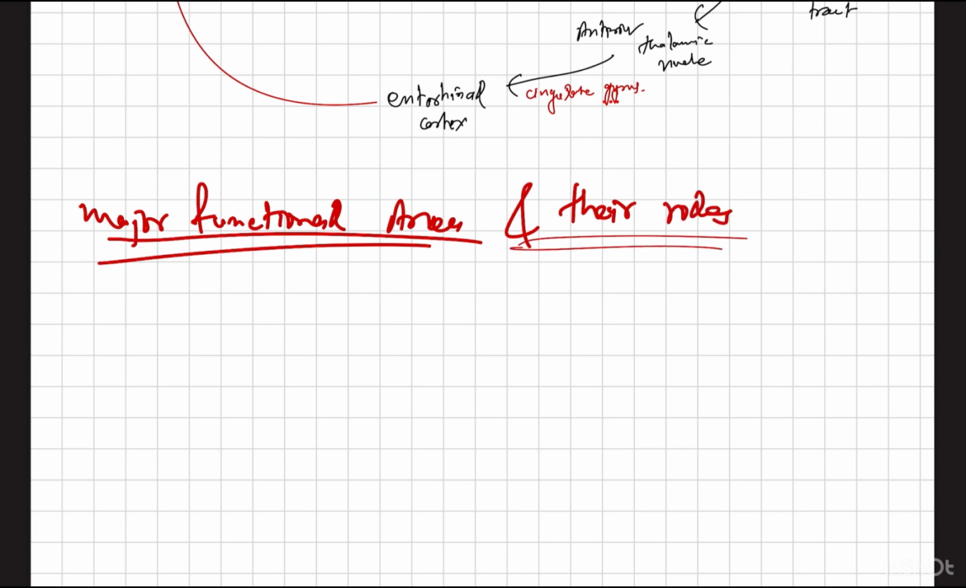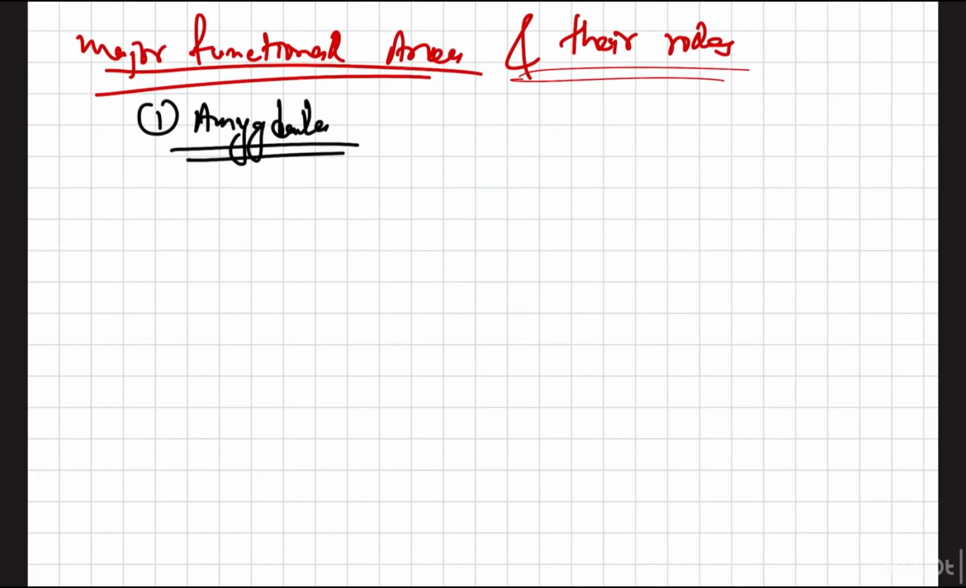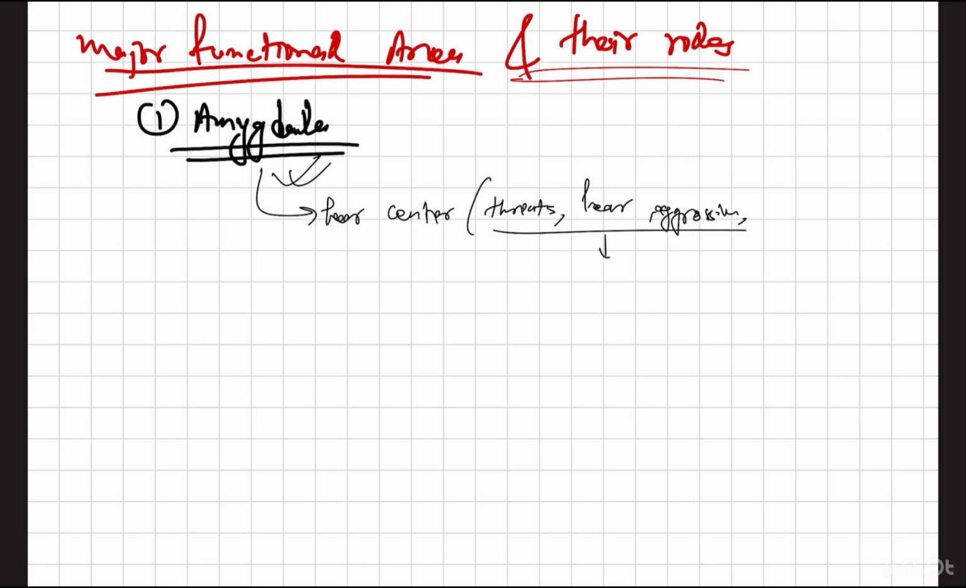So in this context we are going to discuss the amygdala, located in the temporal lobe near the hypothalamus. We have already discussed that it is the fear center. It detects threats, fear, aggression, and also processes emotional memories.